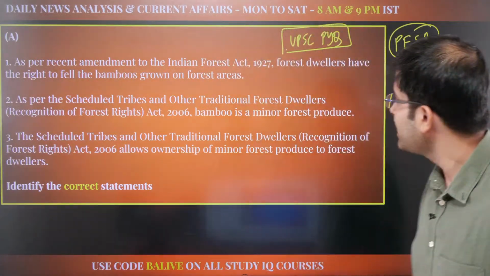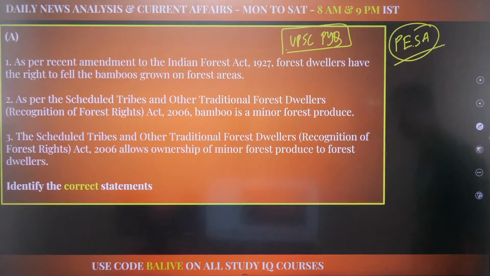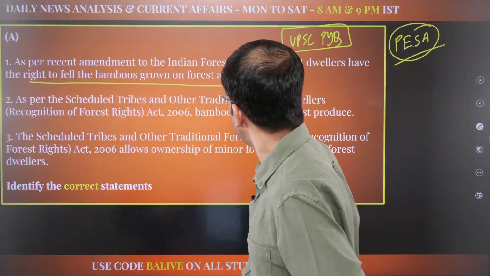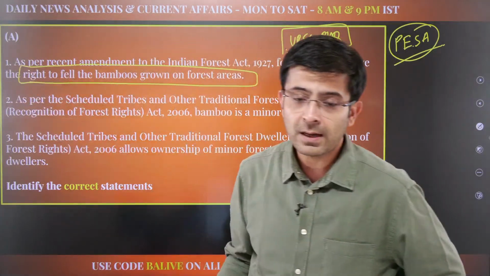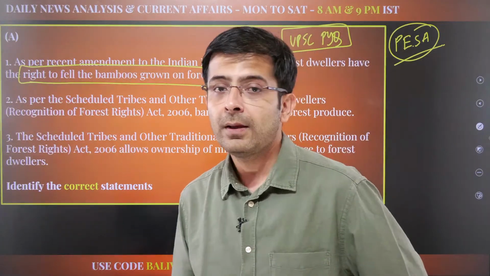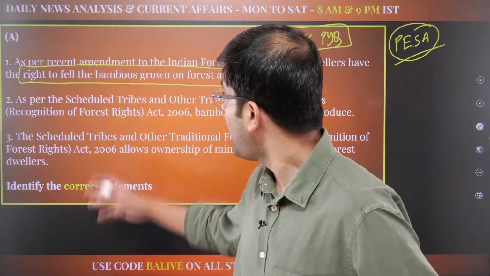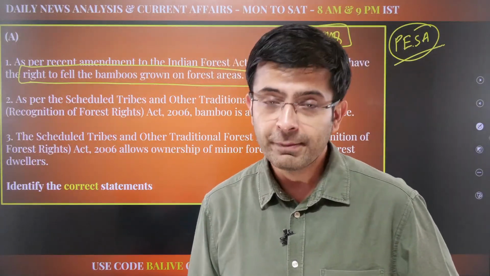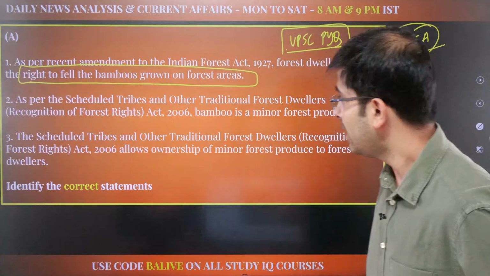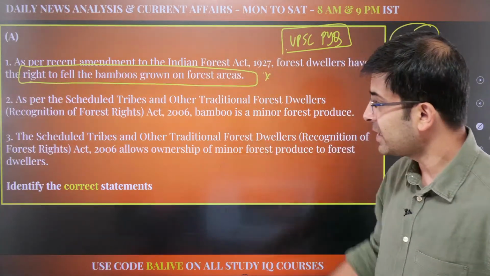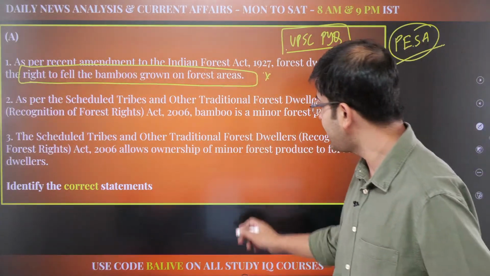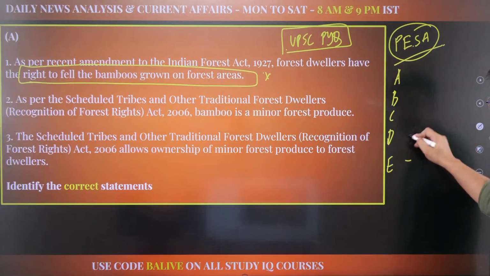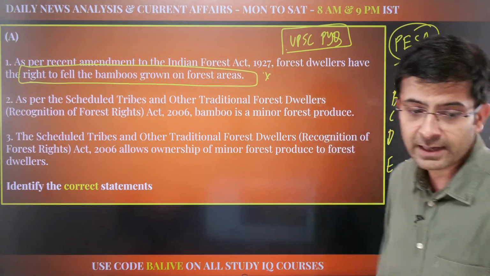So, as per the recent amendments to the Indian Forest Act, forest dwellers have the right to fell the bamboos grown on forest areas. Look at this statement. I told you, bamboo is a grass treated as a tree. And so, under the Indian Forest Act of 1927, you cannot go ahead and fell trees, which means bamboo can't be felled. So under the IFA, it can't be done. This is incorrect. Give me the answers for the rest. Identify the correct statements. Leave all the answers for me like you have been doing, easier for me to collate.